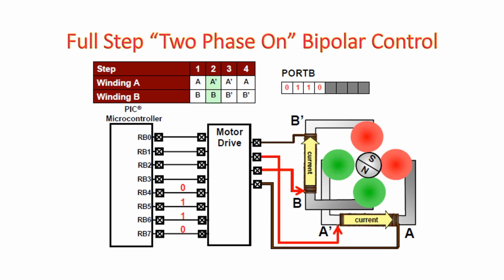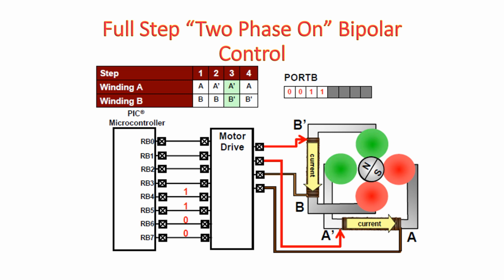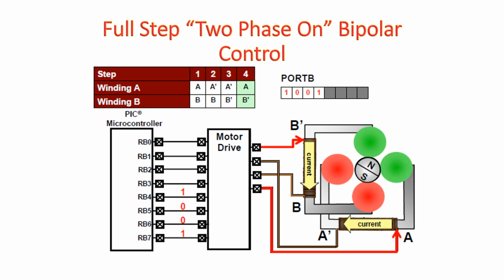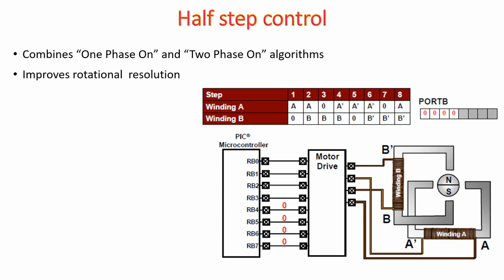In the next case, you can energize A dash and B dash. Since A dash is energized, you have positive here, and then B. Likewise, you can energize in various fashions. This A dash and B dash, and then the next one is A B dash. Likewise, you can energize the windings based on the requirement, and that requirement is decided by the microcontroller.